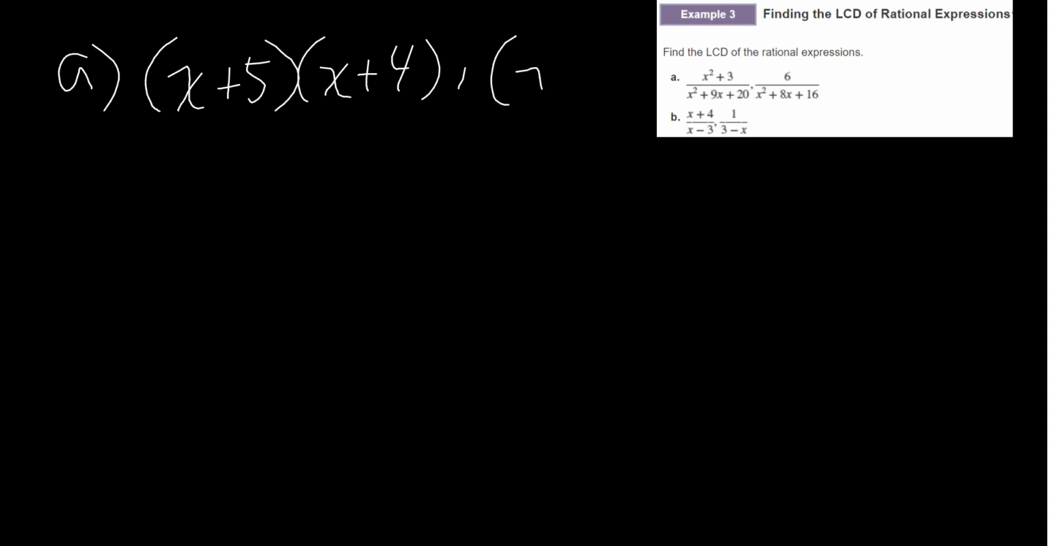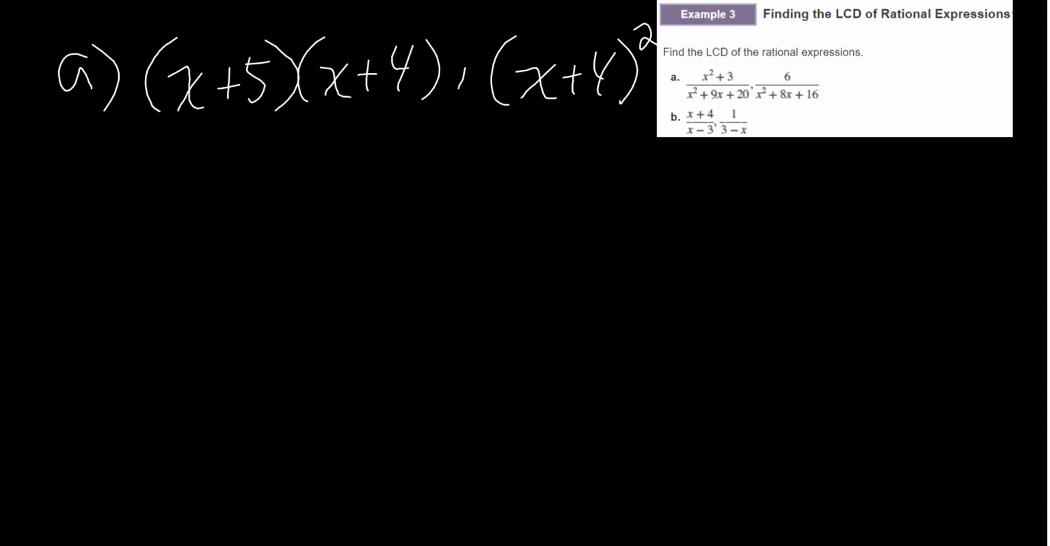So it looks like I'm going to have to factor my denominators here. If I factor the denominator on the left, it looks like I can factor it into 5 and 4, so x plus 5, x plus 4. That's the denominator of the left side. And the denominator of the right fraction looks like it's x plus 4 squared, a perfect square trinomial. Okay, so those are the denominators of both of my fractions.